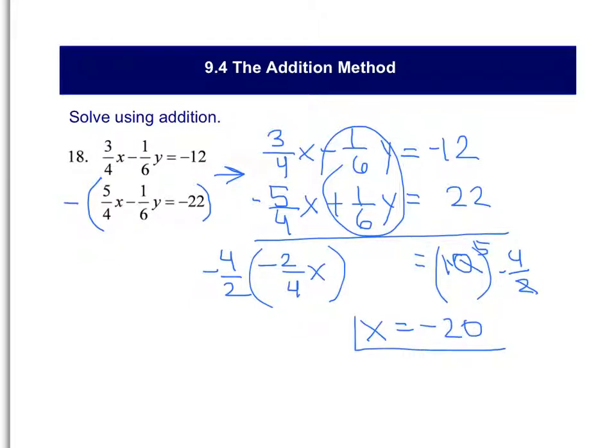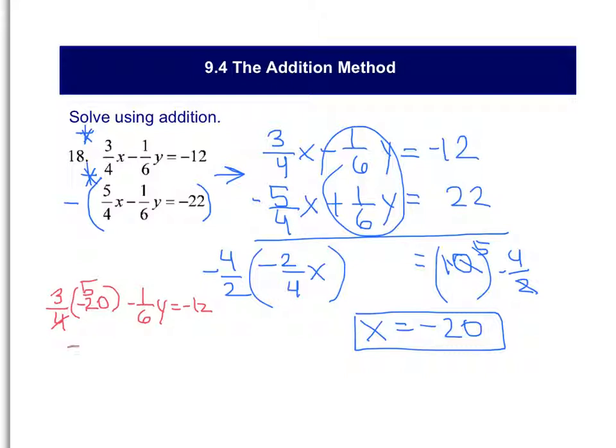Well, that worked out nice. Now we're not done. We've got to solve for y. So I look at my equations, either the first one or the second one, to substitute negative 20 for x. Well, both of them will be just fine. So I'll just pick the first one. 3/4 times negative 20 minus 1/6 y is equal to negative 12. Well, we know 4 goes into 20 5 times.